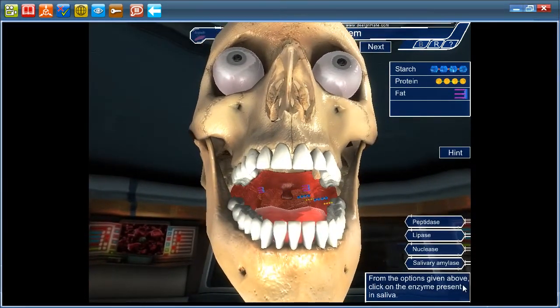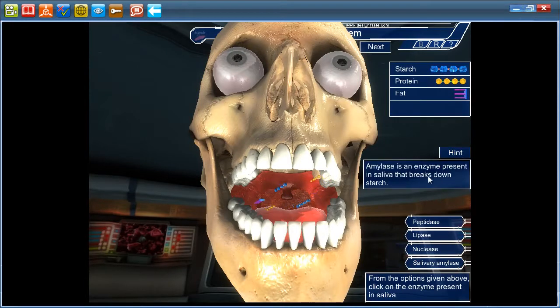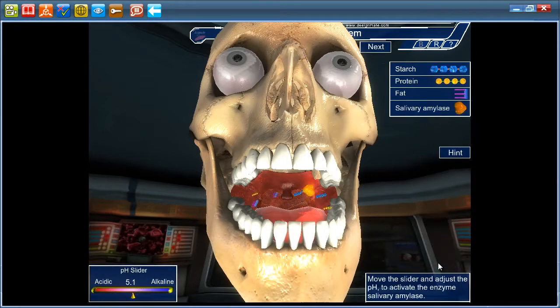From the options given above, click on the enzyme present in saliva. If I know which enzyme is present in the saliva, then I can select from these options, and if I do not know, I can go back to the hint and read which enzyme is available in saliva. So it tells me amylase is the enzyme. So I select salivary amylase and now I have another question here.